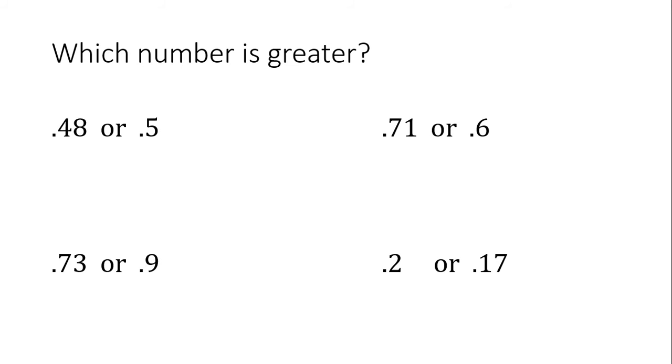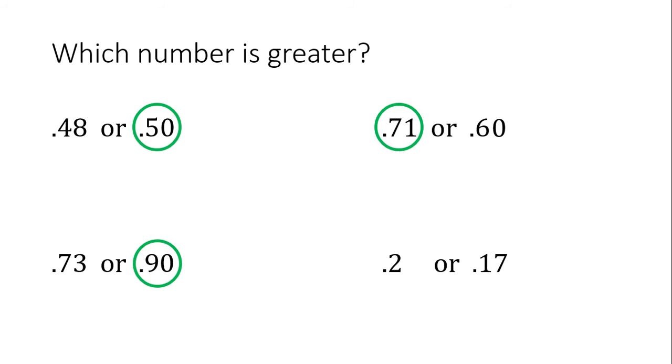Okay, let's check your answers. In the top right, 0.48 or 0.5. Well, we can turn that into 48 hundredths or 50 hundredths. Well, 50 hundredths is more, clearly. In the top right, 0.71 or 0.6. Well, we can stick a 0 at the end of 0.6, and now we're saying 71 hundredths or 60 hundredths. 71 hundredths is more. In the bottom left, 0.73 or 0.9. Well, 0.9 is the same as 0.90, and now we can say 73 hundredths or 90 hundredths. 90 hundredths is more.